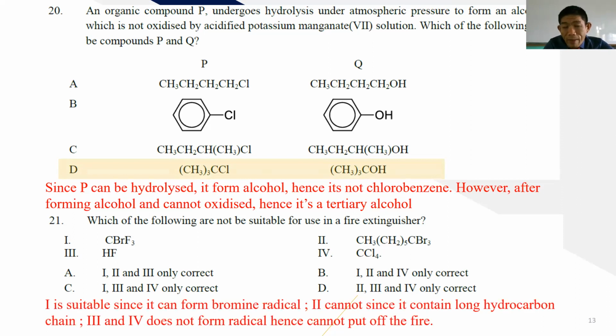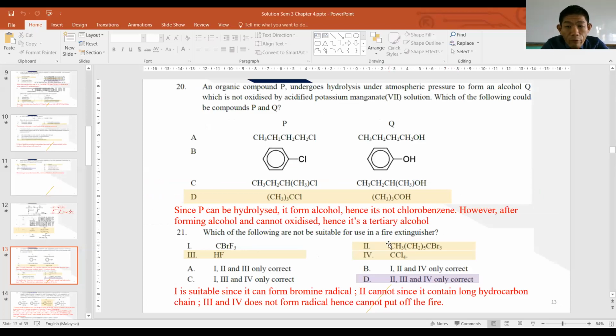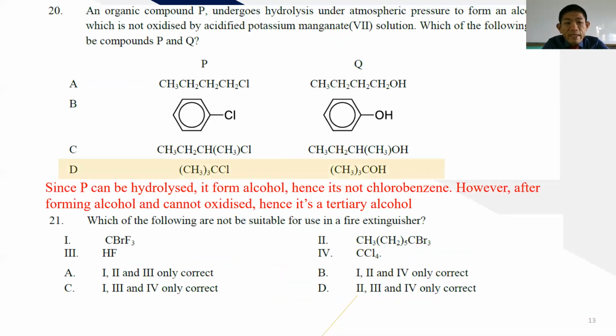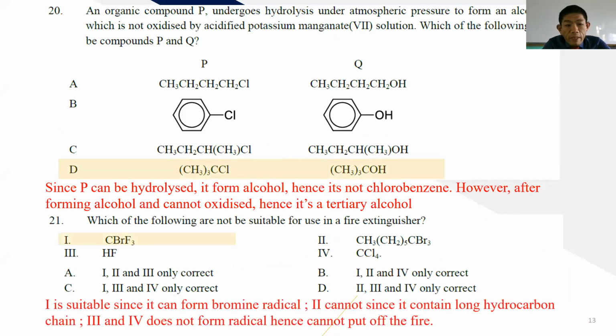in order to do that, you must have either halons, where the halogen can easily be removed. So the first one, number one, is possible because it can easily form a bromine radical. So one is correct. Whereas number two is not possible to become a fire extinguisher because you have a long hydrocarbon chain. When you have a long hydrocarbon chain, it will support the combustion, hence cannot put off the fire in here. So number two cannot be.